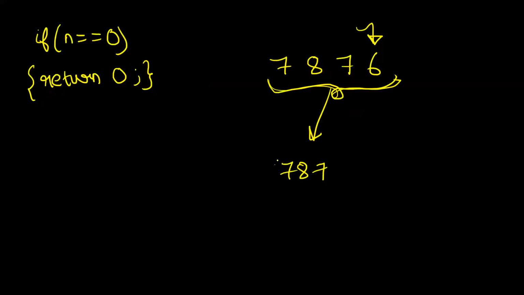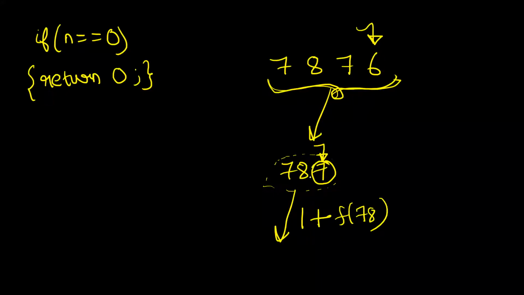Now I want to find the total number of sevens in 787. So what do I do? I inspect the last digit. This is 7. So can I say the total number of sevens in 787 is nothing but 1 plus the total number of sevens in 78? Why? See, this is a 7 here, so I add 1 for this. Boss, one 7 is found. Plus the total number of sevens that you have in 78.